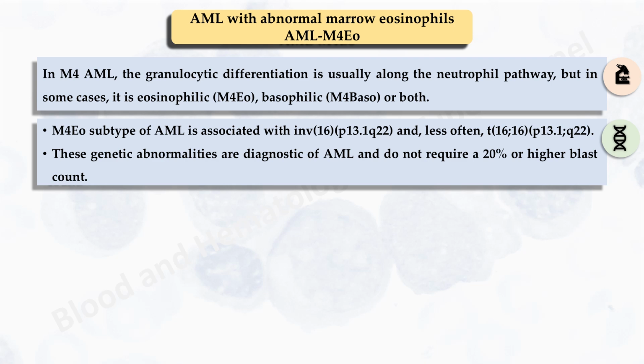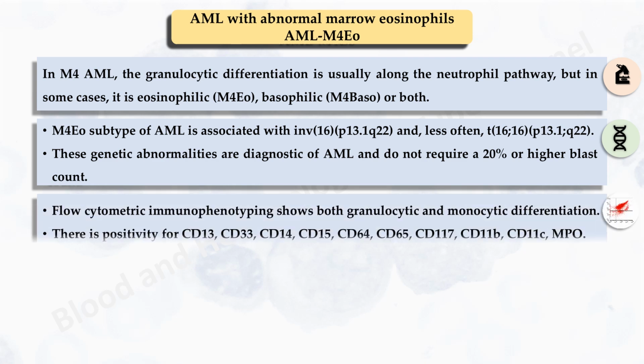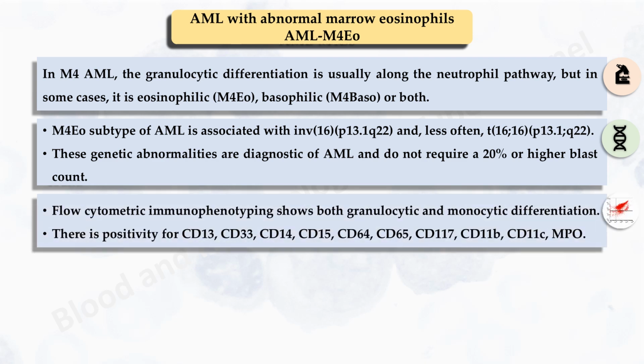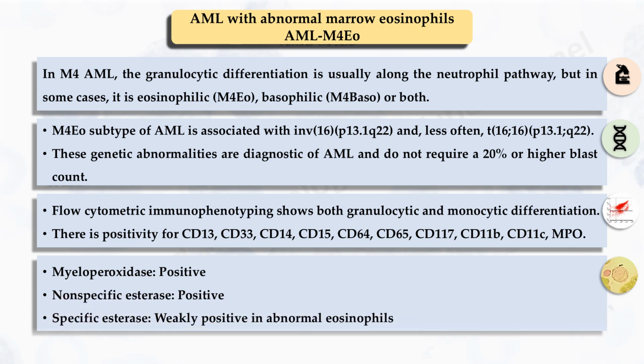In AML M4EO, flow cytometric immunophenotyping shows both granulocytic and monocytic differentiation. Myeloperoxidase and nonspecific esterase stains are positive. Specific esterase is weakly positive in abnormal eosinophils.